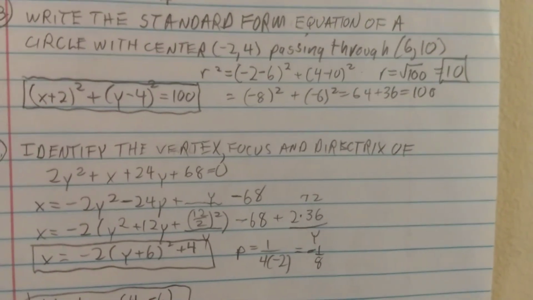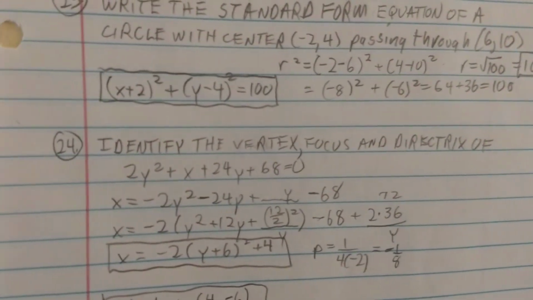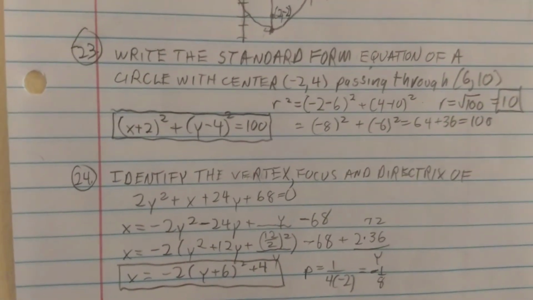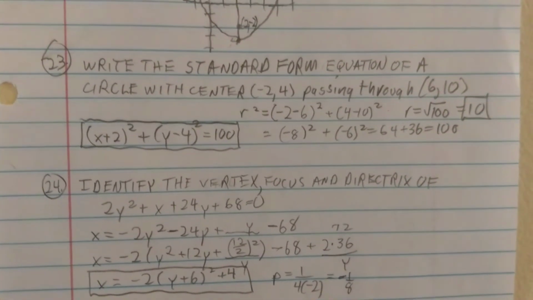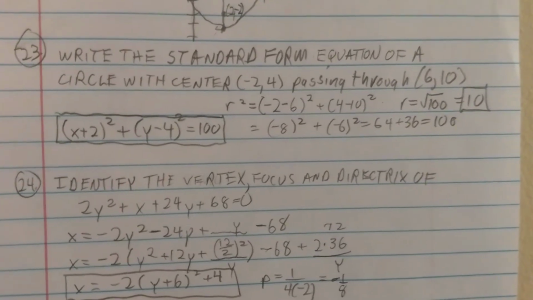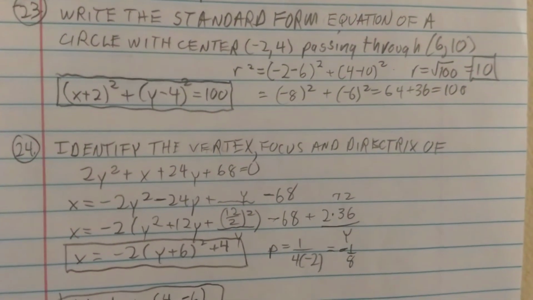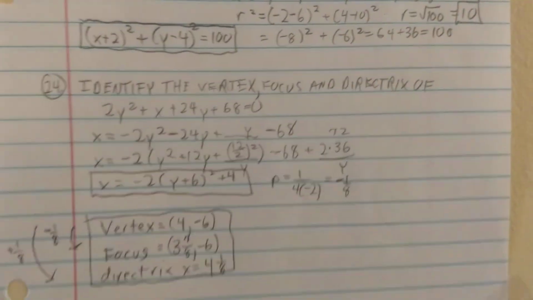The radius is therefore 10. But in the equation, we use the 100. So we have x plus 2, because the center was minus 2, and y minus 4, because the center was minus 4. So (x plus 2) squared plus (y minus 4) squared equals 100.